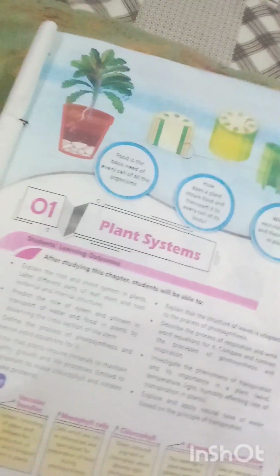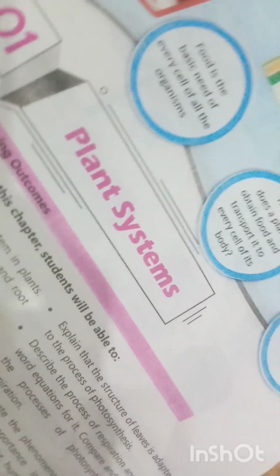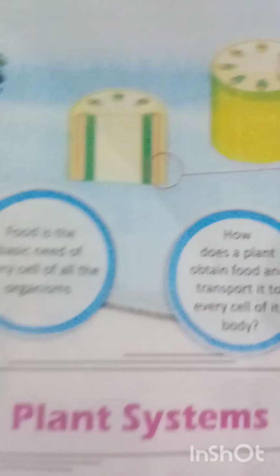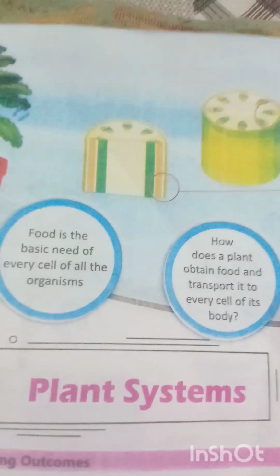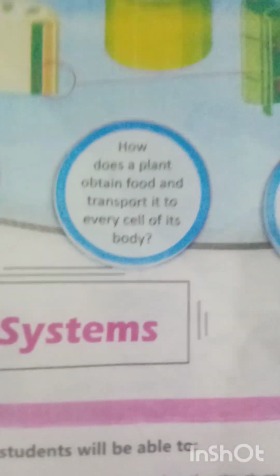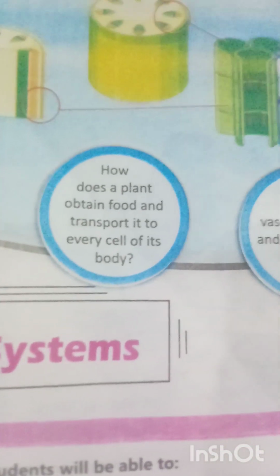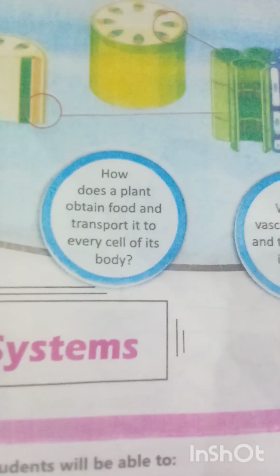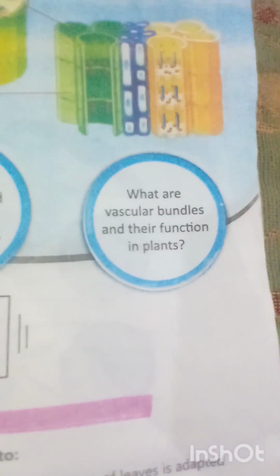This is the 7th class science book and the first chapter is plant systems. Before we start the chapter, we must know some basic points. Food is the basic need of every cell of all organisms. How does a plant obtain food and transport it to every cell of its body? What are vascular bundles and what is their function in plants?